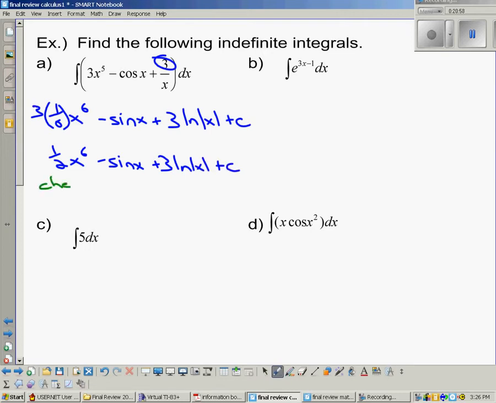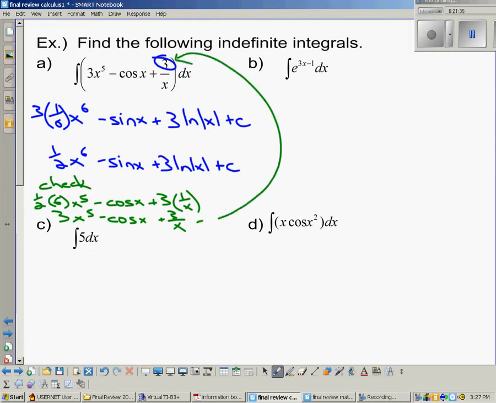You can always check your indefinite integrals by differentiating. So if I differentiated this, I get 1/2 times 6 x to the fifth minus derivative of sine x is cos x plus 3 times derivative of ln x is 1 over x, and the derivative of a constant is just 0. If I simplify that, I get 3x to the fifth minus cos x plus 3 over x. Oh my gosh, which is what we started with. Okay, so when you take the integral and differentiate it, it should give you the exact same thing as you're asked to integrate.